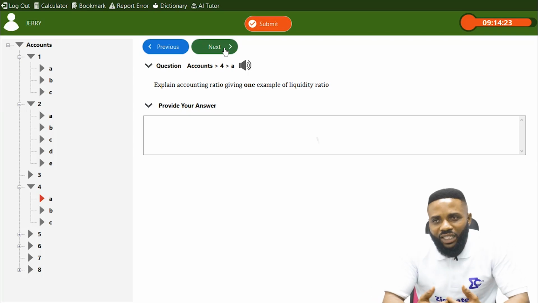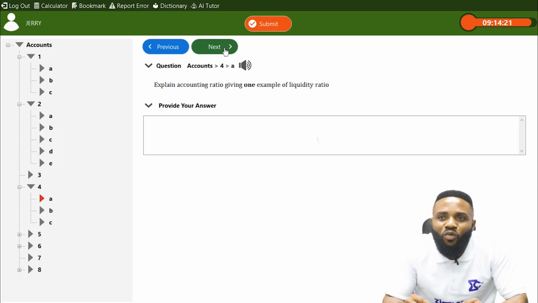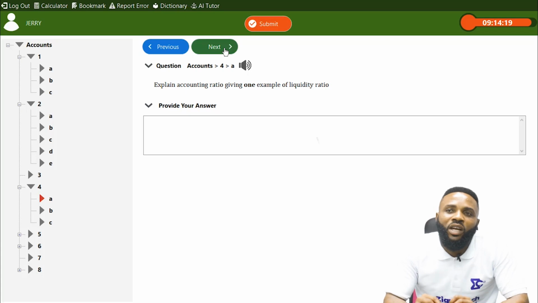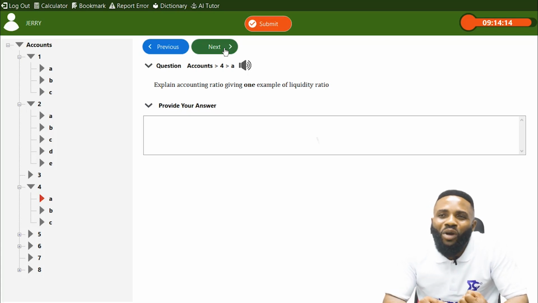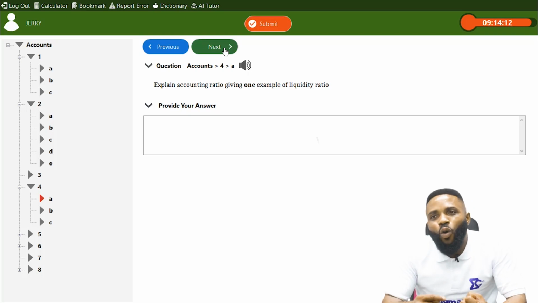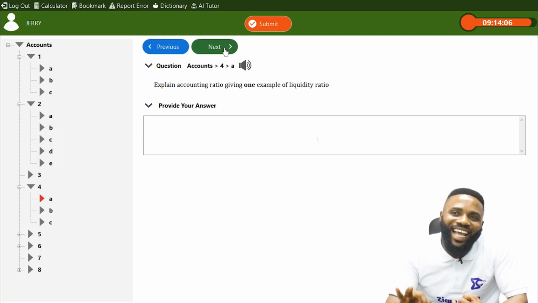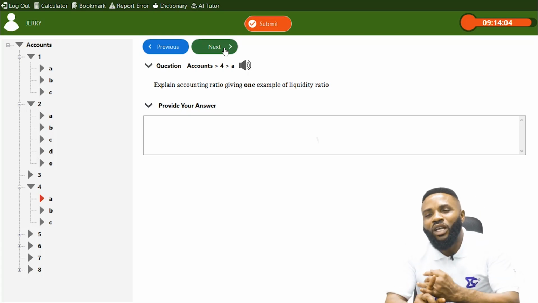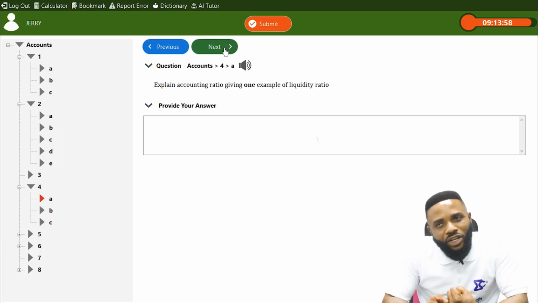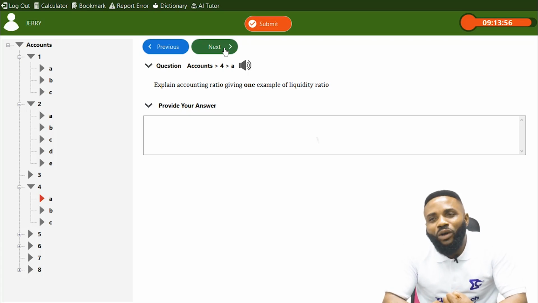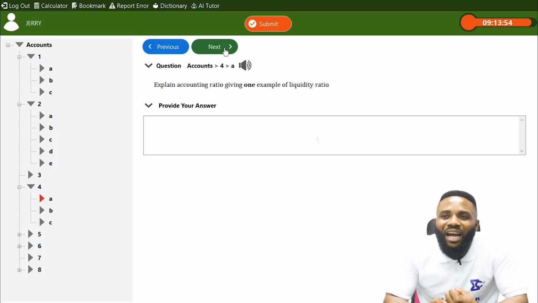So let's look at it. Liquidity ratio, they say you should give one example of liquidity ratio. For liquidity, we have just two. We have what we call current ratio, or working capital ratio, and what we call quick ratio, or we call it acid test ratio. So the two examples we have under liquidity ratio, number one, current ratio. Otherwise, you call it working capital ratio.